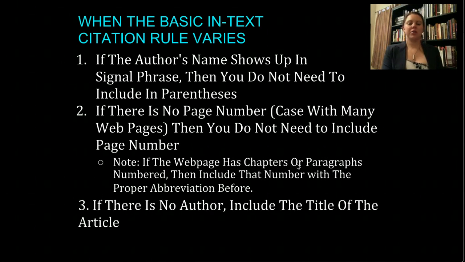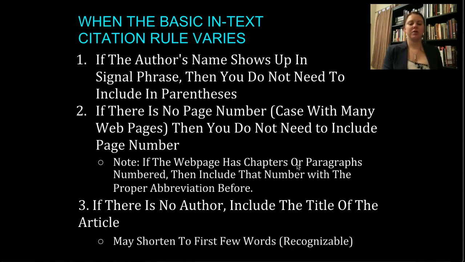And finally, if there is no author, include the title of the article, okay? And you can actually shorten that to the first few recognizable words. Don't use just the or and, okay? You want to make it long enough so that when readers see that and they go to your works cited page, they can make that direct correlation that that text belongs to that citation.